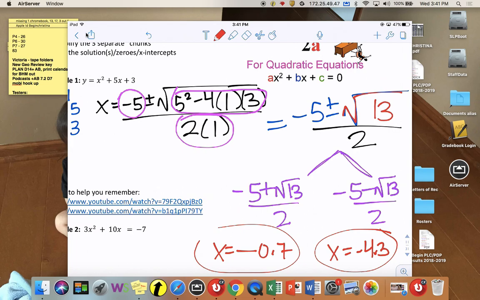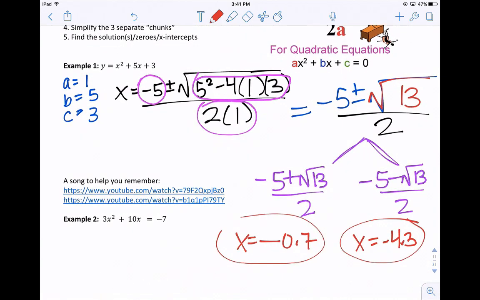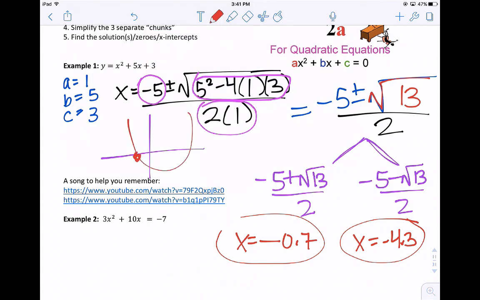Okay, so what does that mean? It means we have two zeros here. And so if I were to graph a quadratic, all right, here's what it would look like. Here's your quadratic. And then we would graph it. And so one of our answers would be negative 0.7, and the other would be, oh, they're both negative, so I drew my picture wrong.